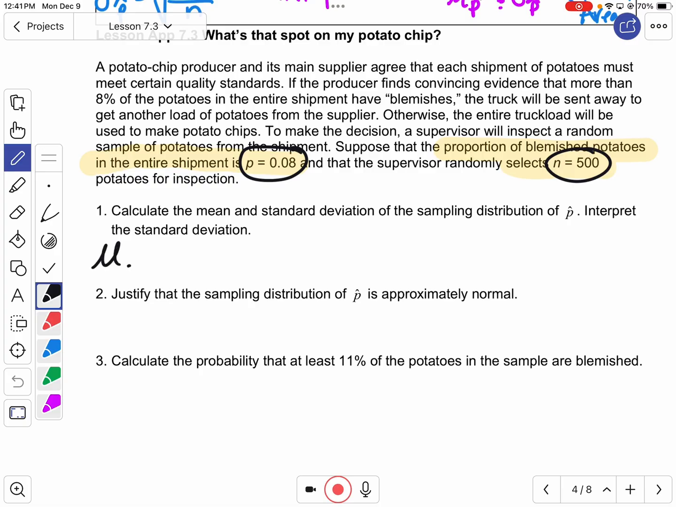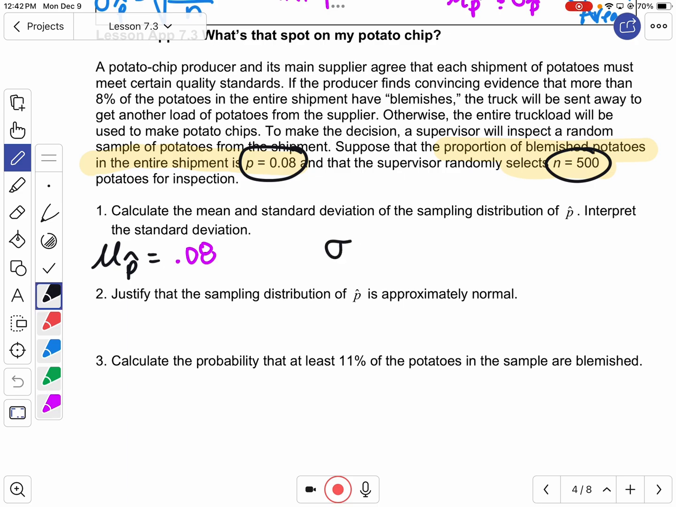Well, here's the beautiful thing. The mean of the sample is the proportion of the population. What's the proportion of the population? 0.08. I don't even have to do anything. It's just sitting right there. P is P.